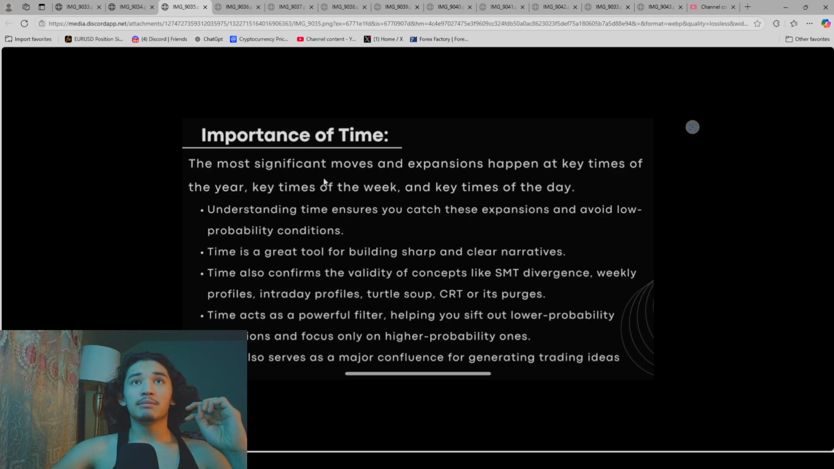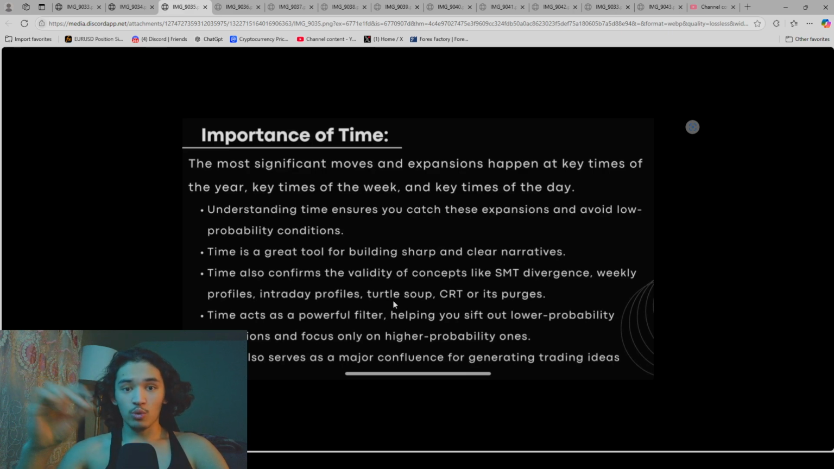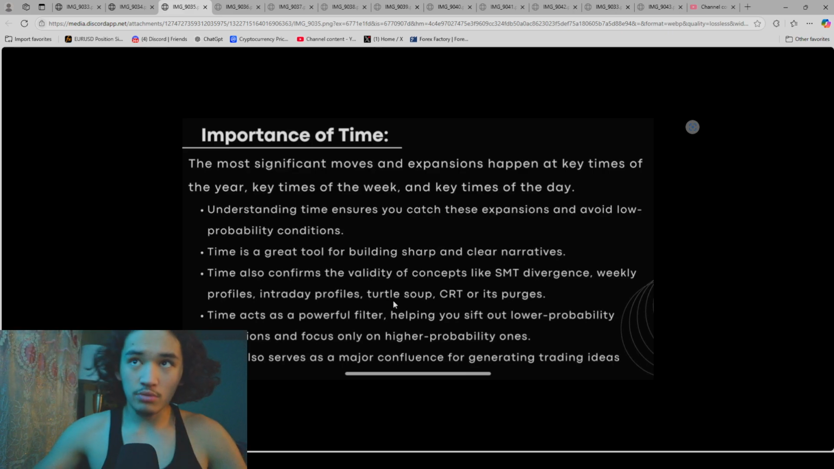Importance of time. Time is the most significant. Moves have an expansion that happens at key times of the year, key times of the week, and key times of the day. Understanding time ensures you catch these expansions and avoid low probability conditions. Time is a great tool for building sharp and clear narratives, right? Time also confirms the validity of concepts like SMT divergence, weekly profile, daily and intraday profiles, Turtle Soup, CRT. Like I said, CRT, Turtle Soup, they are as well a time concept-ish, right?